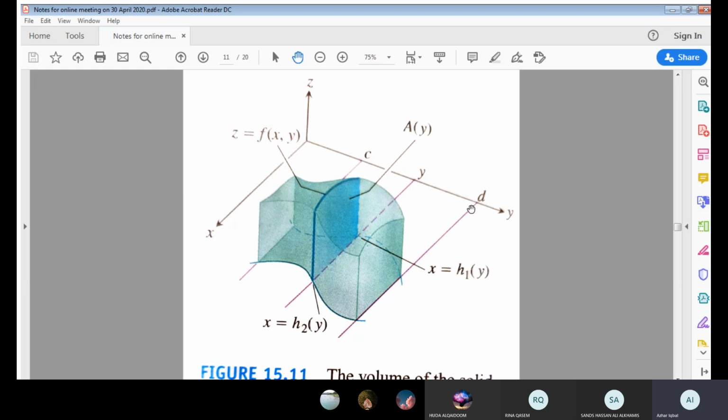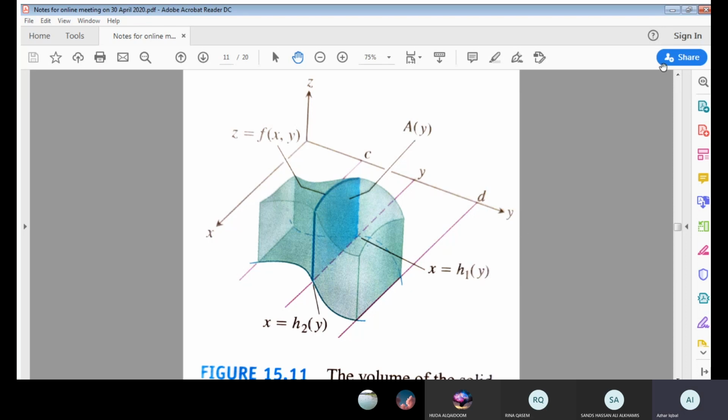On the other two sides, we have the region R bounded by straight lines. This is the straight line y equal to d, and this is another straight line y equal to c. So the region is bounded on two sides by these two straight lines and on the other two by the curves. And then this top surface represents the value of the two-variable function.